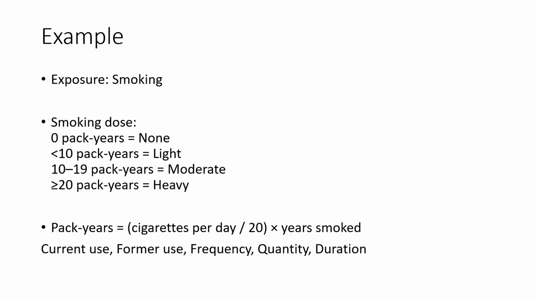Then what are the items which you will require if you want to use this formula? The current use, whether there was any former use, then the duration of use, the frequency of use, and the quantity. Now, if these are the items, then what are the questions which I need to frame for each of these things so that I get all the data which is required to calculate pack years? And then if I get the pack years, I will categorize the person in these different categories of smoking dose. Is this clear?